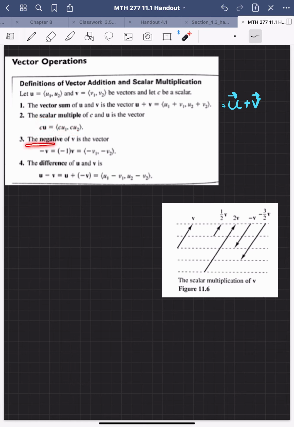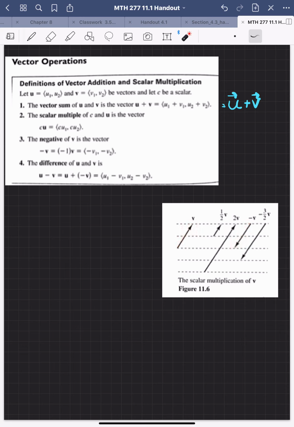How would you interpret the negation, right? The negative of v. So again, the way you got to think about it, if this is v, what would negative v look like, right? Well, the negative, in this case negative 1, just changes the direction at which the vector is going. It doesn't change the magnitude, right? To multiply by negative 1, you're going to preserve the same magnitude, but you are going to change the direction. So that's negative v.